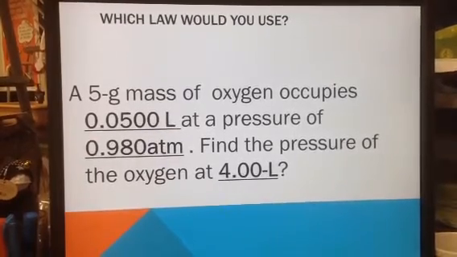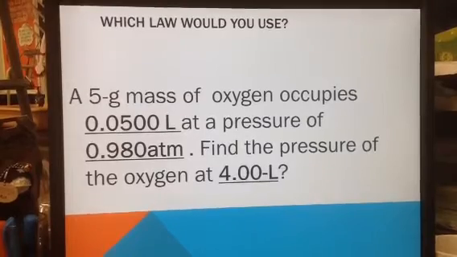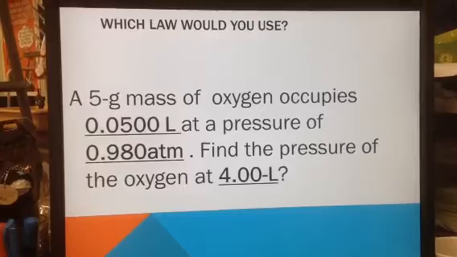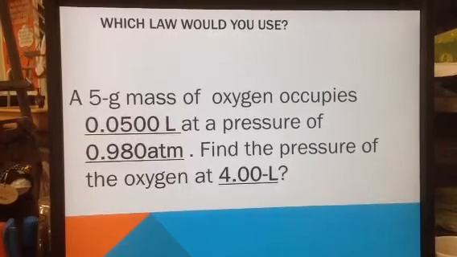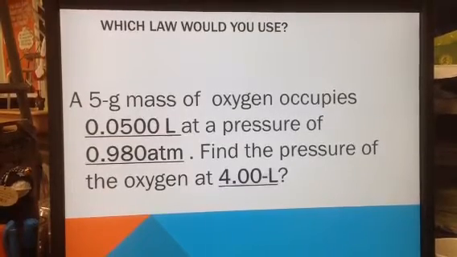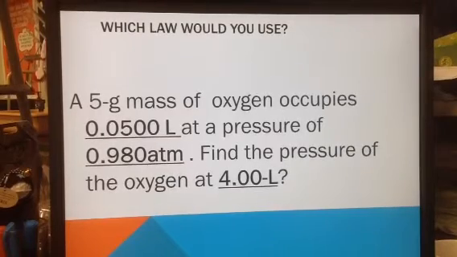Here is a problem. First, figure out which formula you would use to solve the problem. I've got a 5-gram mass of oxygen occupying 0.0500 liters at a pressure of 0.980 atms. Find the pressure of the oxygen at 4 liters.